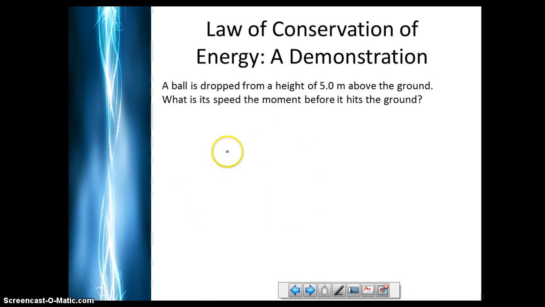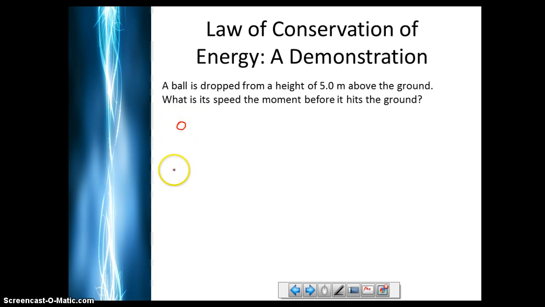Now, one of the first problems that we came across in this course is dropping a ball, or dropping some object, from some height above the ground. The first time we did this, we used kinematic equations. Now we're going to look at it in a different way, through the lens of conservation of energy. And so once again, we'll draw a nice little diagram here.